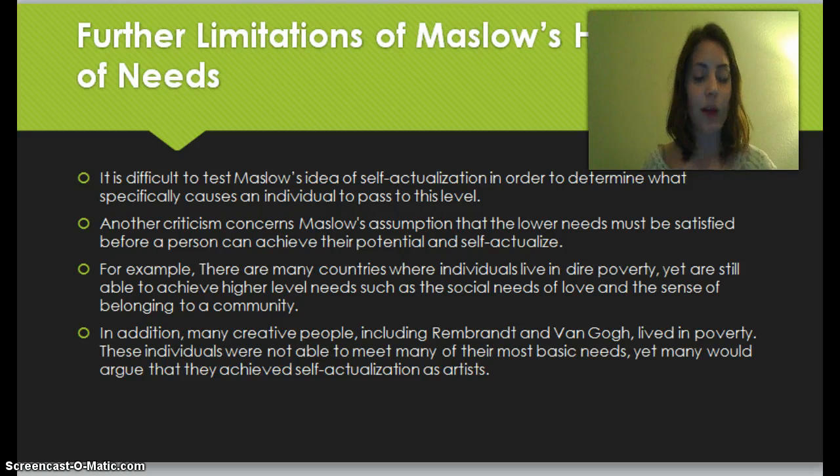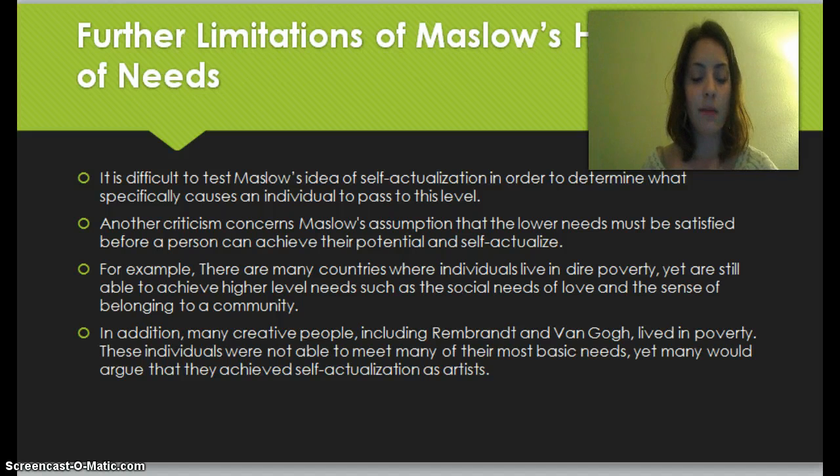For example, there are many countries in the world where individuals live in dire poverty, for example, India. Yet, individuals are still able to achieve higher level needs, such as the social needs of love or the sense of belonging in a community, and they're able to do that even though their needs for shelter or food or water might not always be met. So that is one example of how his theory does not always play out nicely in real life.